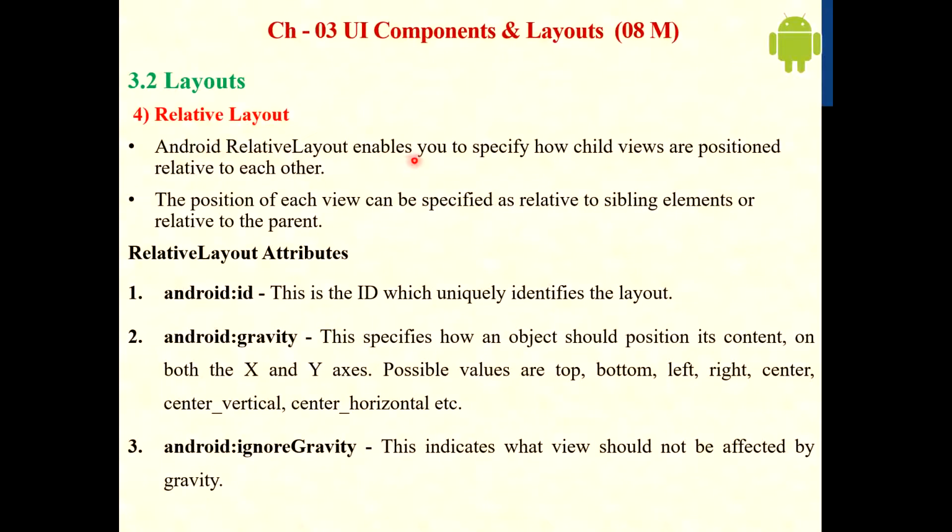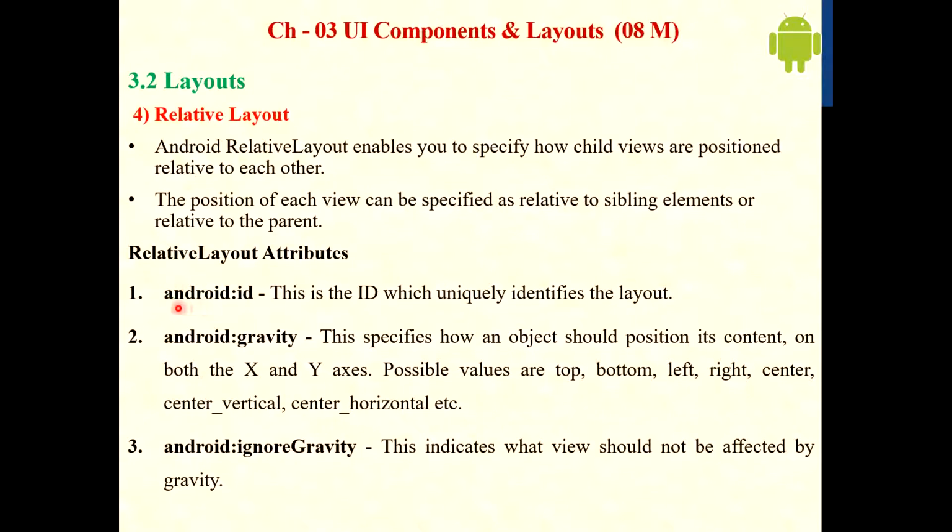Android relative layout enables you to specify how child views are positioned relative to each other. The position of each view can be specified as relative to sibling elements or relative to the parent. So all the child views, or the element components, in a relative layout are arranged relative to each other. Next one, relative layout attributes.